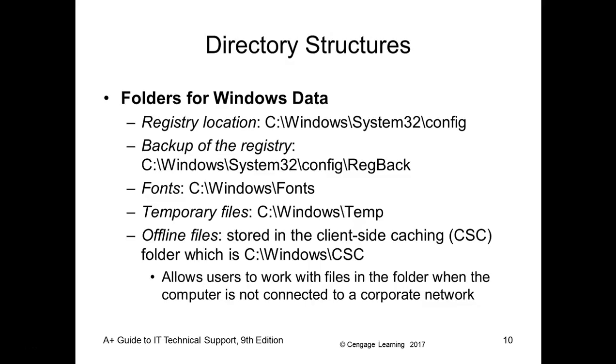And then a couple important locations just to be aware of. Your registry, which we'll talk about a little bit more, is basically like a database that keeps all of your settings and stuff like that in place within Windows. That's going to be under C, Windows, System32, and Config. That's this right here. And then we have the backup of the registry, which is under C, Windows, System32, Config, RegBack. Makes sense, right? And then you have the fonts under C, Windows, Fonts.